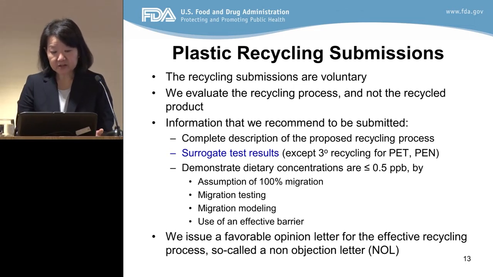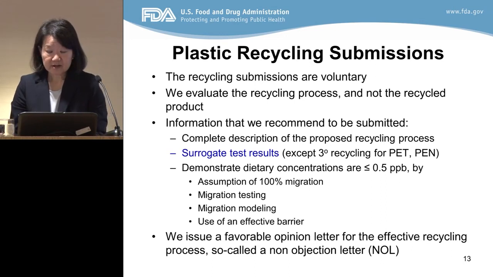One is by doing the surrogate testing. And normally we don't recommend it for the tertiary recycling process anymore. Also, the recycling submission needs to have some kind of calculation to demonstrate that dietary concentration is 0.5 parts per billion or below. You can do it by one of the four following approaches. One, assume 100% migration, testing using the food simulating solvent.